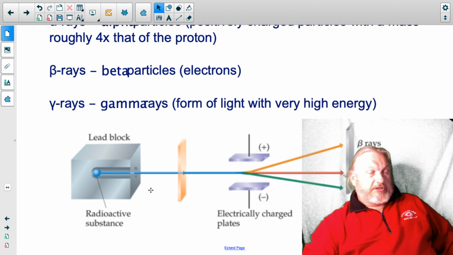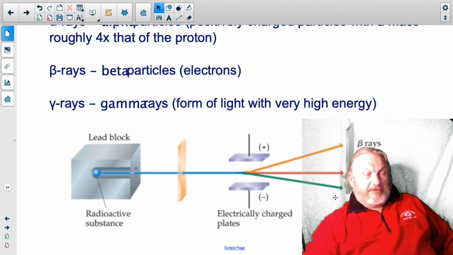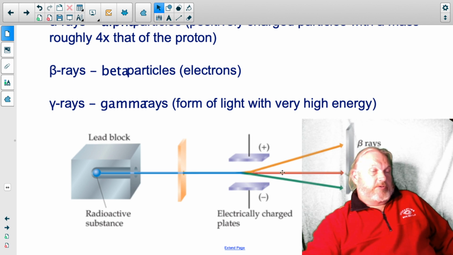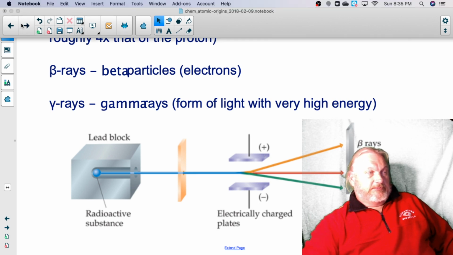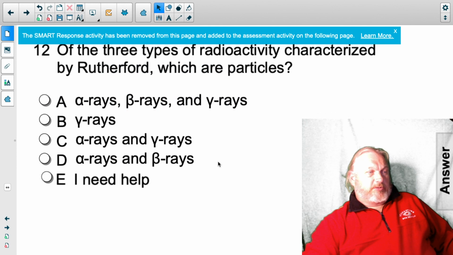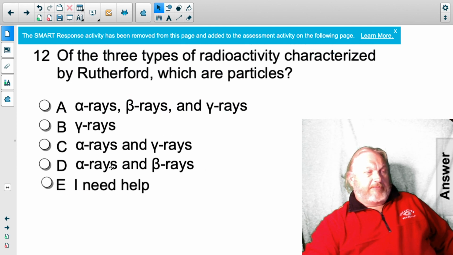What he did was emit these particles from a lead block. He put some radioactive uranium in there, and this shot these rays through electrically charged plates. You can see that alpha rays were a little heavier, so they were a little slower. Gamma rays were very fast, and there was no charge to them. Beta rays were attracted to the positive plate. So which are particles? Alpha rays and beta rays.